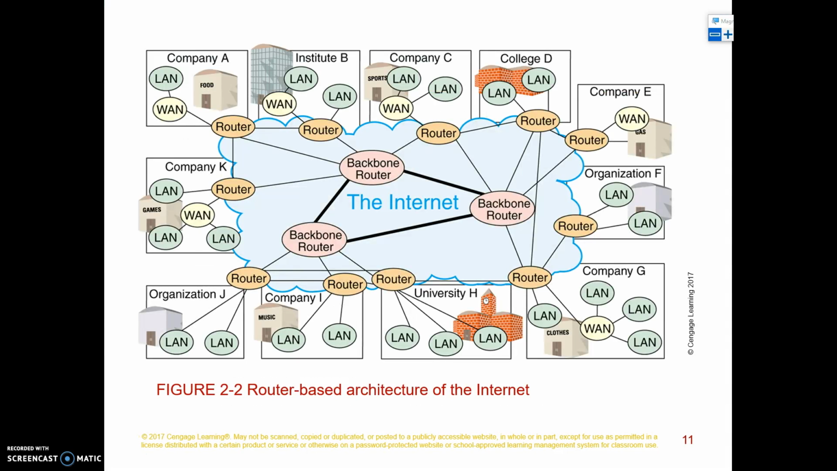This is a picture that kind of shows how much is involved in the internet, but you have a few things here. You've got the backbone router. These are the backbone of the internet, where countries are connected and things like that. And then you have different individual locations connected.